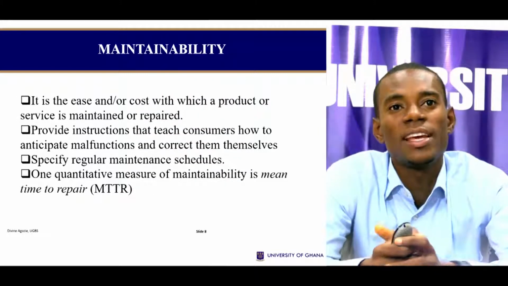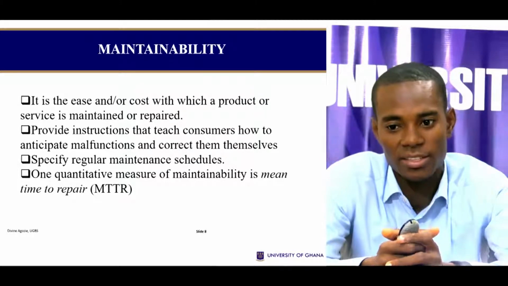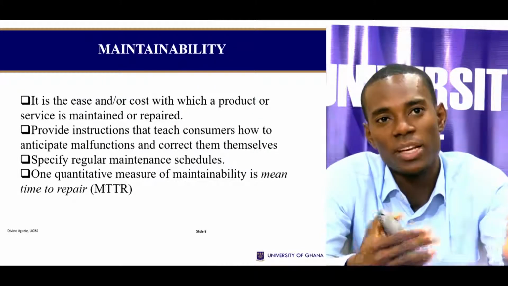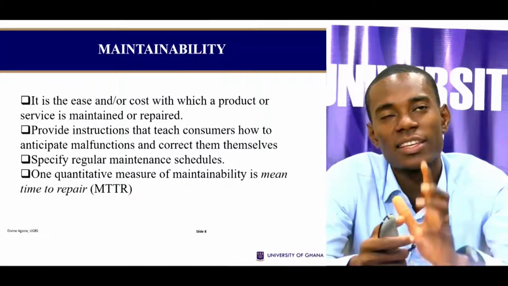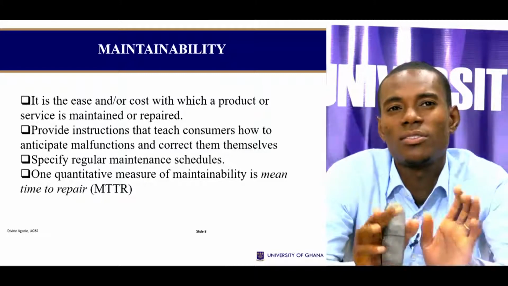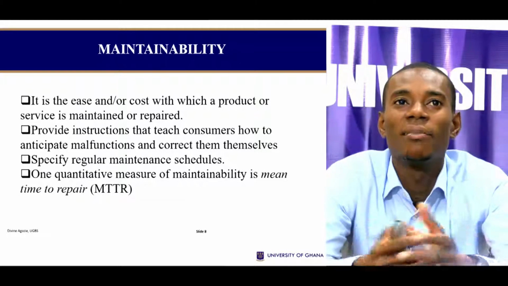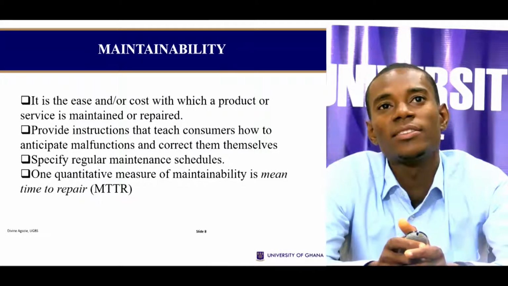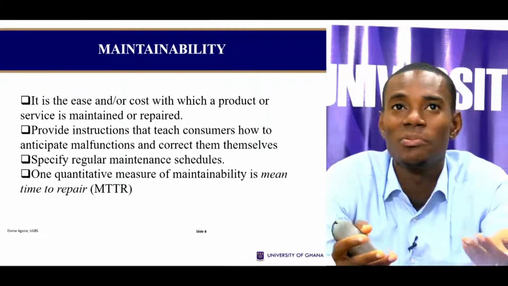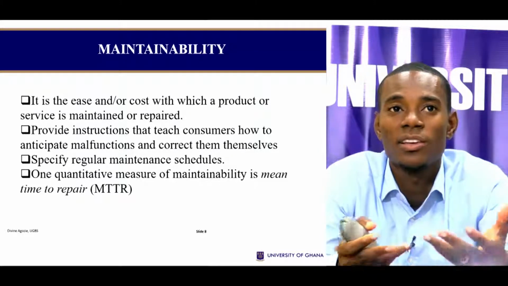Now, the next aspect is what we call maintainability. So we are saying that we can assess the average time which our system is available by its reliability, and then the second part is the maintainability. Let's understand what we mean by maintainability, the ease with which we can maintain. It is the ease or the cost with which a product or service is maintained or repaired. Maintainability is how easy it is to maintain a product, or how easy it is to get it repaired in case it breaks down.